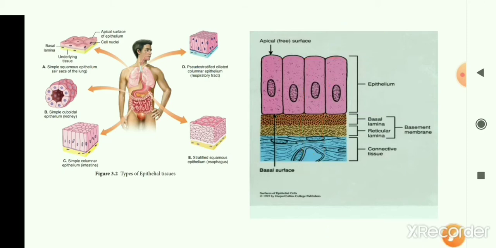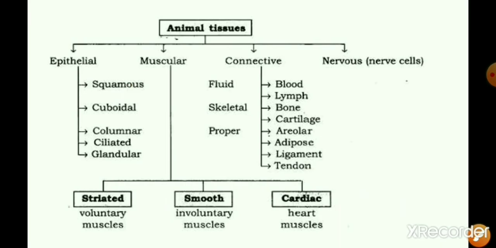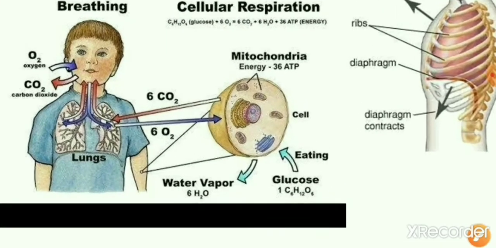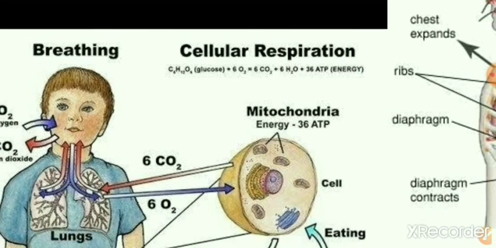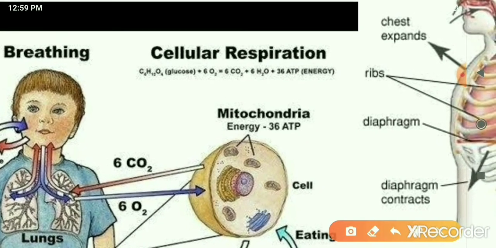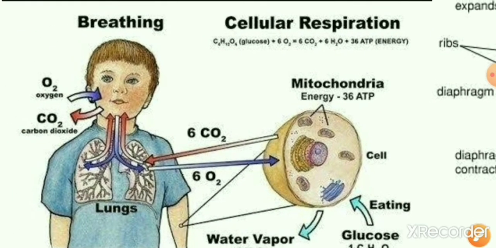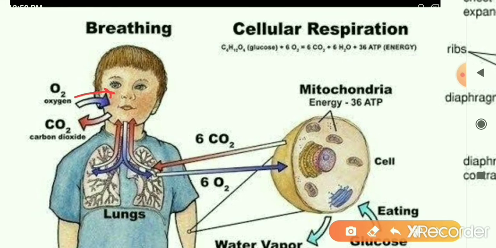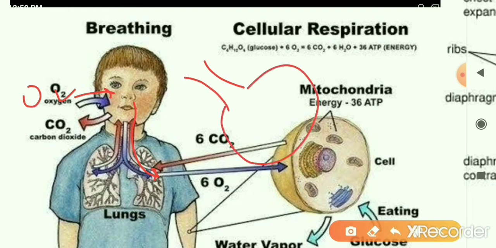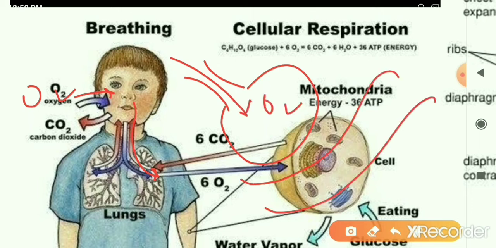Like for example, when you breathe. Here there's a diagram. So when you breathe, when you take in air, oxygen enters, and then when it reaches the lungs, inside the lungs you'll have the alveoli, which are the air sacs. So when it reaches the lungs, there is oxygen. From here it has to go into the blood capillary, which is present outside these air sacs.